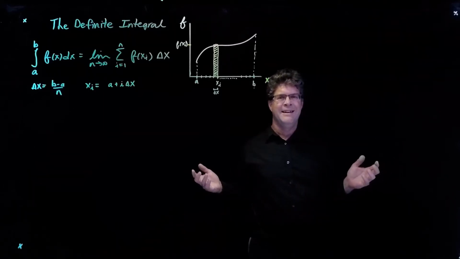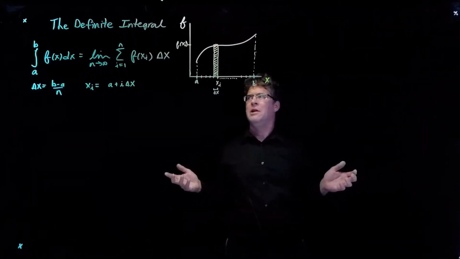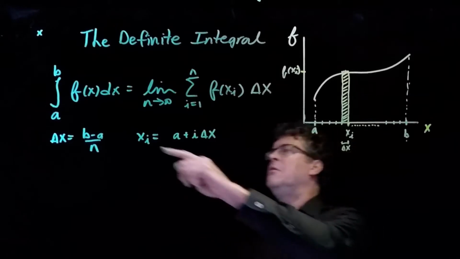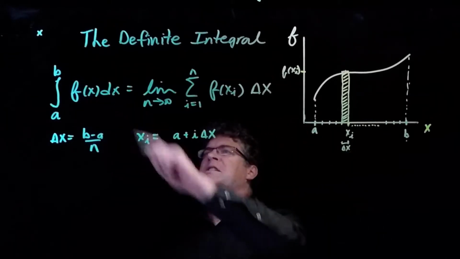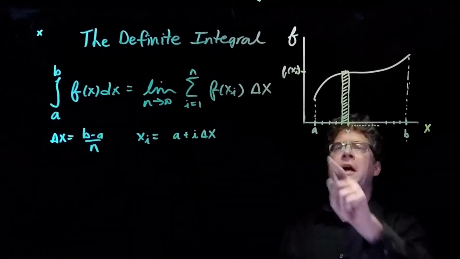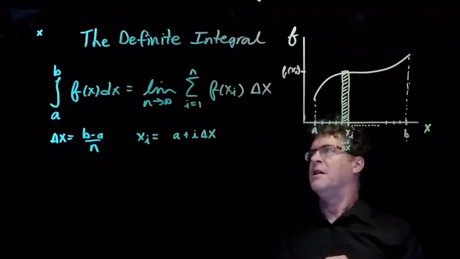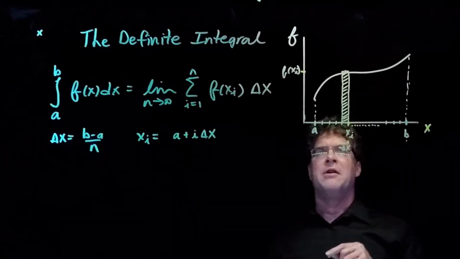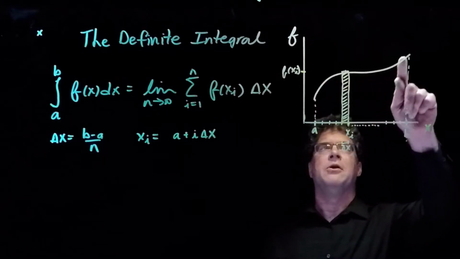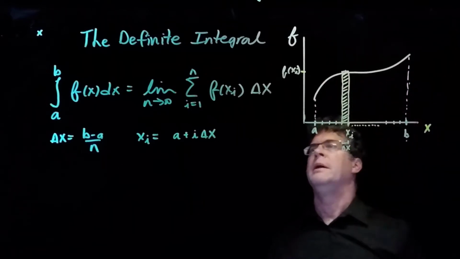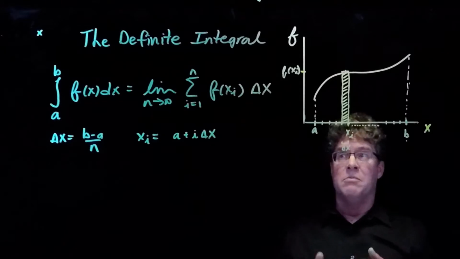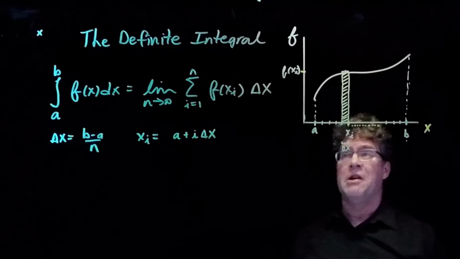Hi. Remember the definite integral? It's written as the integral from a to b of f of x dx. Here, a is one endpoint and b is the other endpoint, and f is the function. The definite integral can be interpreted as the area under this curve, and we write that in terms of what's called a Riemann sum.